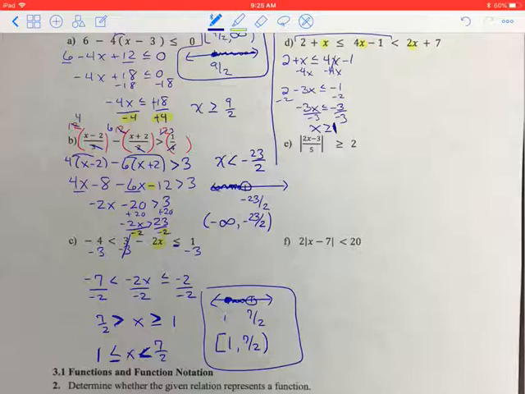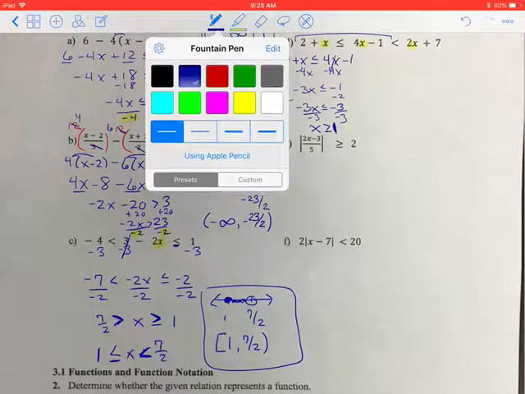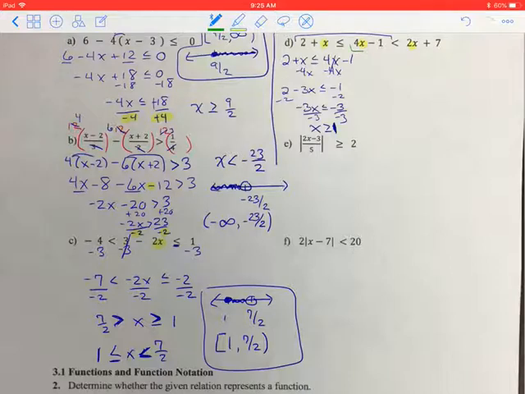All right, so now I'm going to go back. Let me switch colors here. And I'm going to take the middle again, and I'm going to take these two. So this will be 4x minus 1 less than 2x plus 7. So I'm going to put all my x's on the left. So 2x minus 1 less than 7. I get 2x less than 8. I get x less than 4.